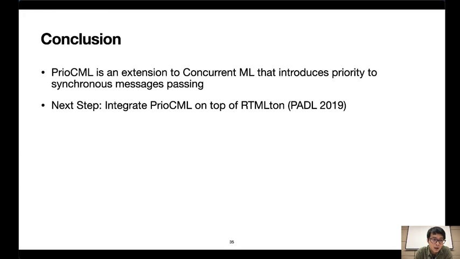Now, let's move on to the conclusion. Prior CML is an extension to Concurrent ML that introduces priority to synchronous message passing. Our next goal is to integrate Prior CML on top of RT MLton, a compiler extension for real-time systems from MLton.